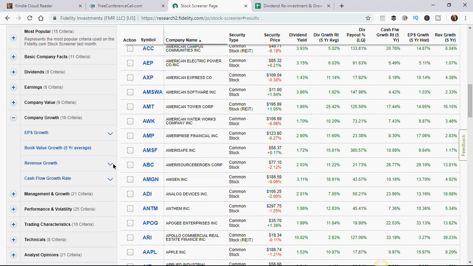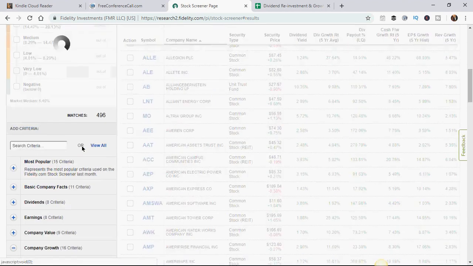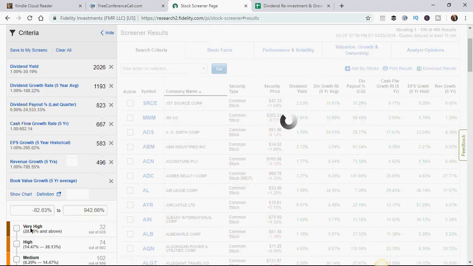Somehow, some way. All right, so we got cash flow, EPS, revenue growth. What's next? Book value. Book value, book value. What is book value?